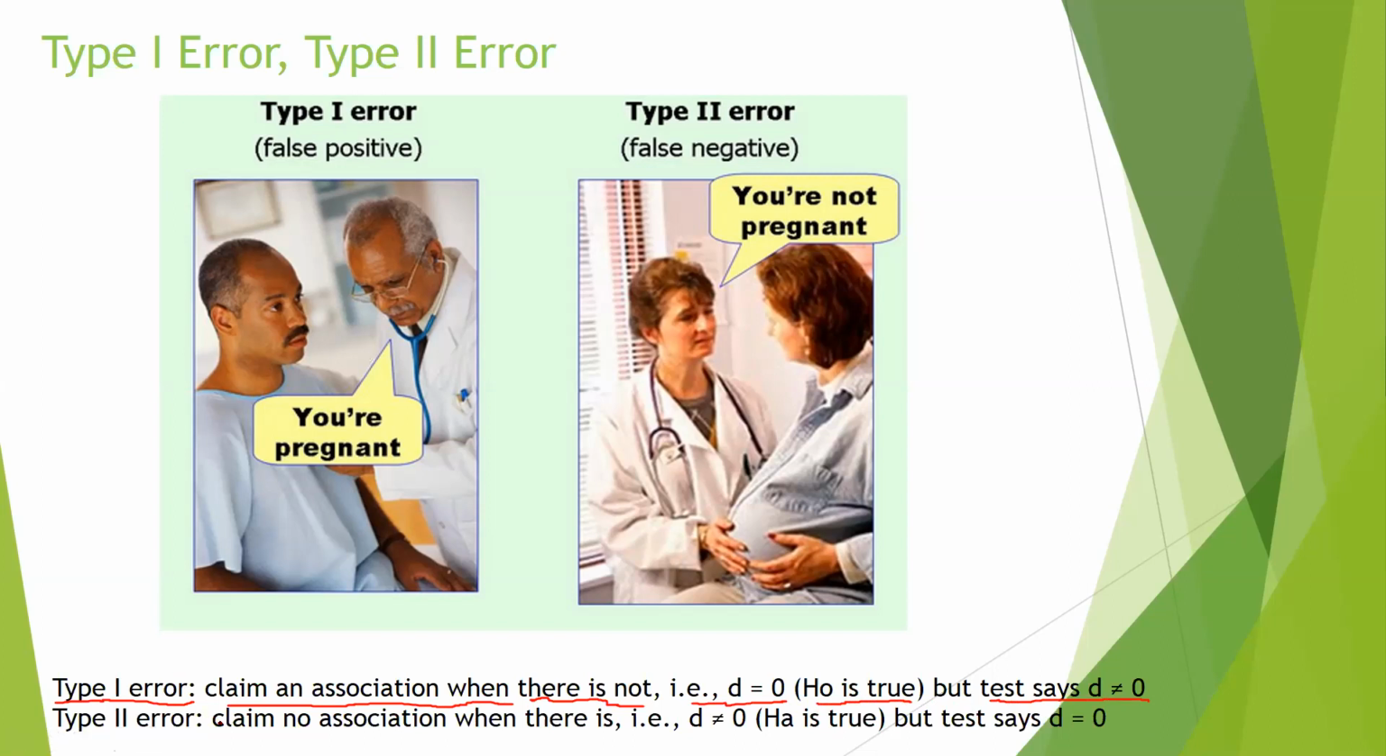Type 2 is the other way around. If there is an association between the locus and the phenotype, which means D is not equal to 0 and the alternative hypothesis is true. However, when you collect your data and follow the procedure to make a test, the test tells you there's no association, which is wrong. So in this case, this will be a type 2 error.